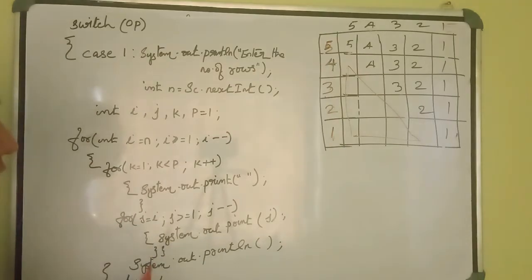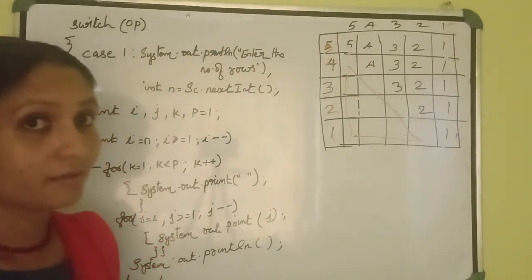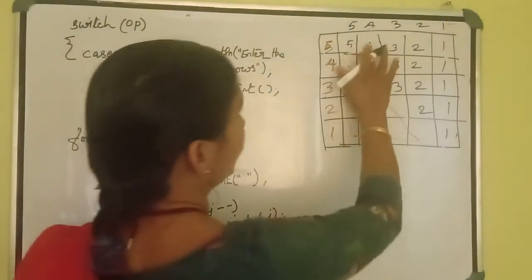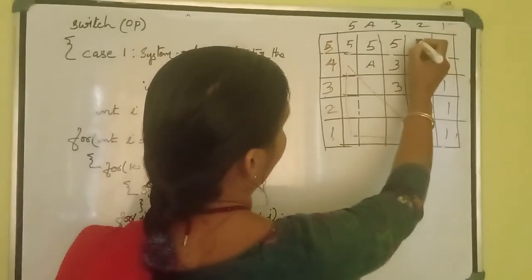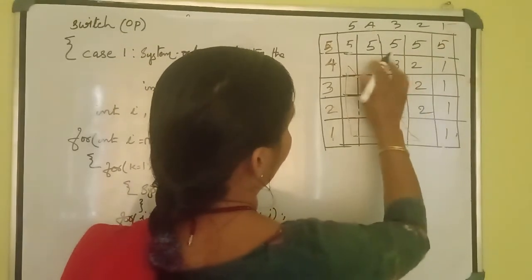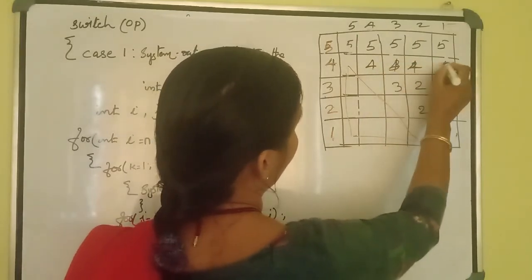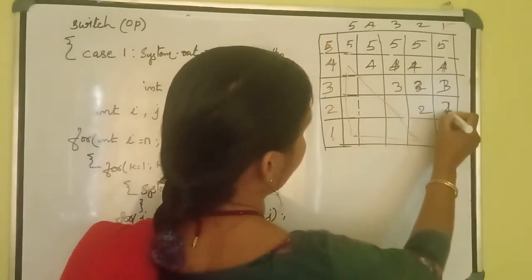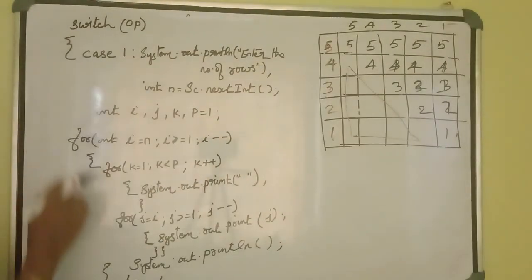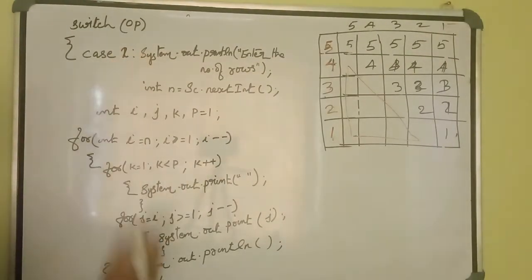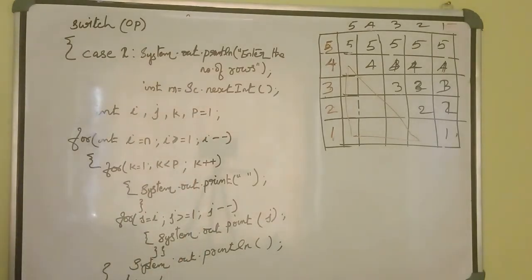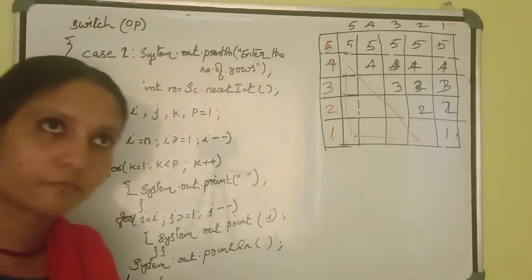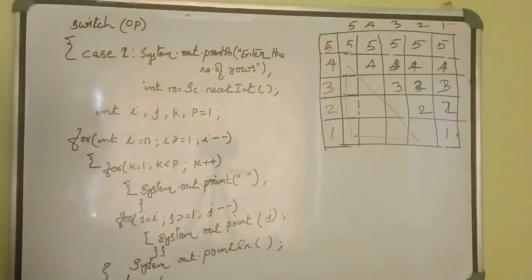Then if you give a slight change in this one, you can make the second pattern. How? See, in the second pattern, we are using the same logic, but the values are different here. Here 5, 5, 5, 5, 5. Here 4, 4, 4, 4. 3, 3, 3, 2, 2, 1. This is the second pattern. You just change, how? Case 2. And how can you read the number of rows? Use another variable, because otherwise no need to read this one, since we have read in the first case, then you again read in the second case.